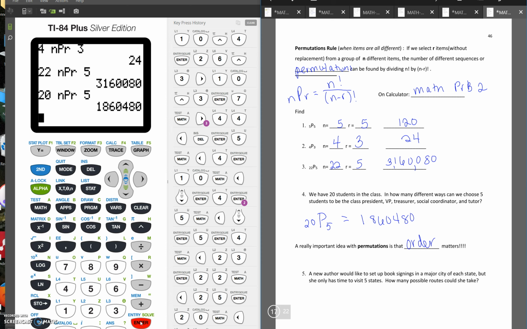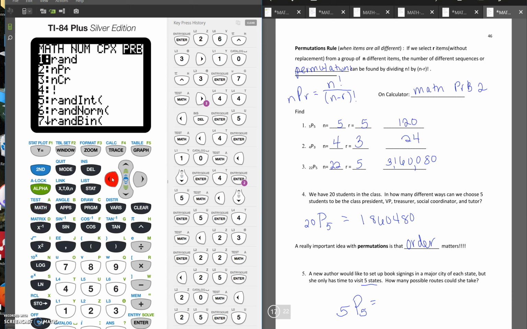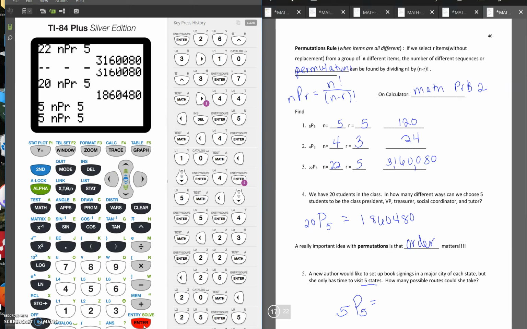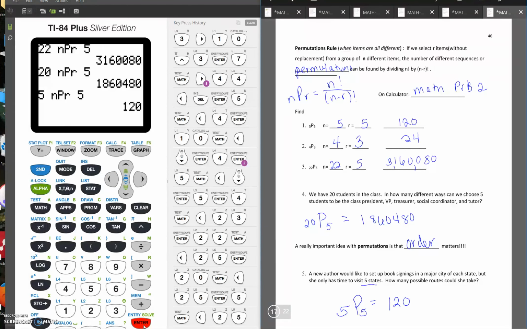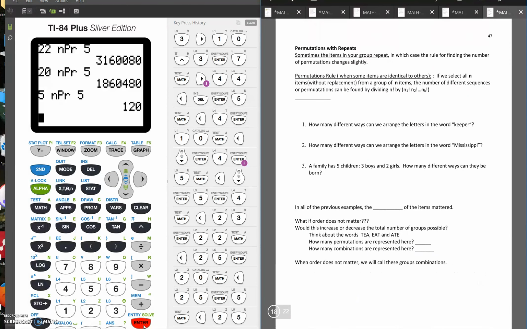That order mattered. So number five here says, a new author would like to set up book signings in a major city in each state, but only has time to visit five states. How many possible routes could she take? So what order should she go to those five states? So we have five things, and we're permuting all five of them. So 5P5 is 120.